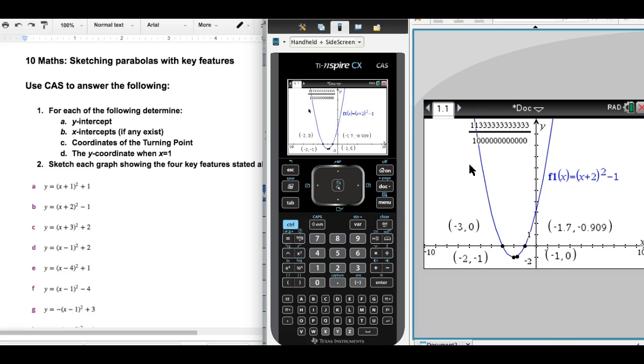And when you're sketching your graph, you should actually write these points on here. If there's anything that's crossing an axis, you can just draw it on your scale. But your turning point you should put on your graph, and also the y coordinate when x equals 1. All right, let's do the last example. So I was going to do G. So we have the negative out front, x minus 1 squared plus 3.